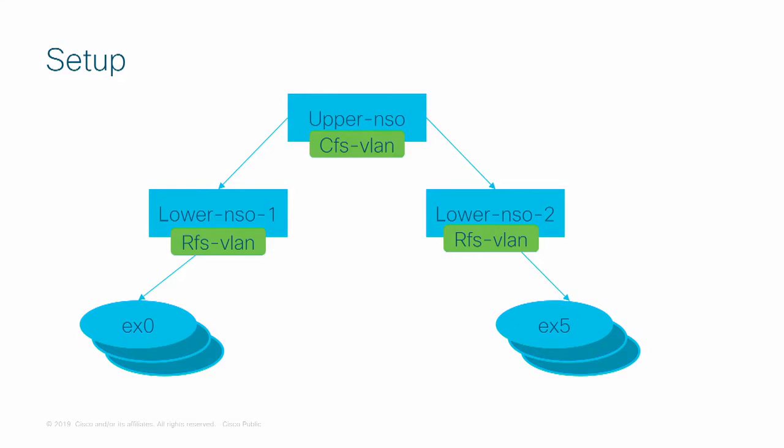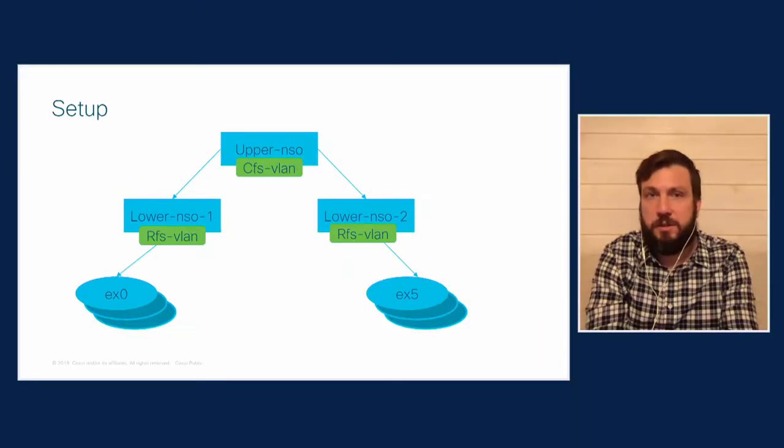For this example, we are using a fairly standard LSA setup with an upper NSO, a CFS, and 2 lower NSOs, 2 RFS, with an LSA aware service. Each of the lower NSOs manages a number of devices separately, but in this case we are looking at the device X0 for the lower NSO1 and the device X5 for the lower NSO2. And we will see how we can use Trace ID to follow service intent in this setup.